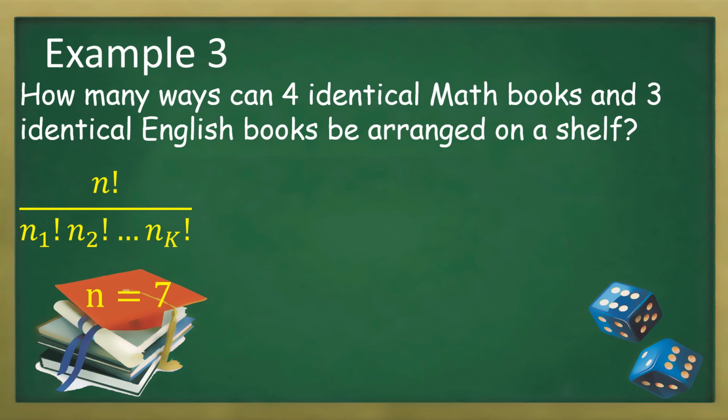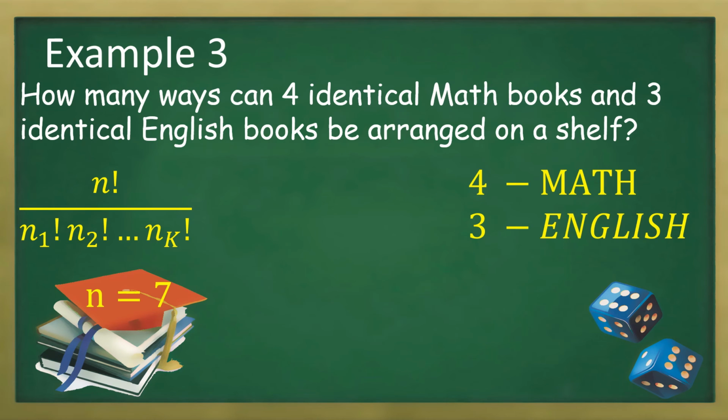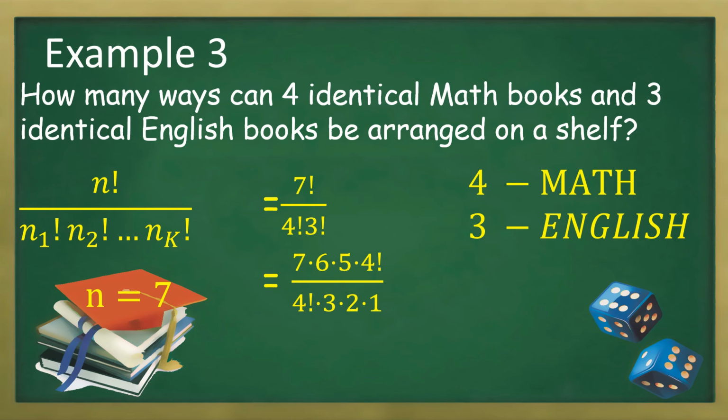Then after that, we're going to list down the identical objects. So we have 4 identical math books and 3 identical English books. And replacing the variables in our formula, we will have 7 factorial over 4 factorial, 3 factorial. Replacing n with 7, n sub 1 with 4, and n sub 2 with 3. Then to solve this, we're going to expand 7 factorial up to 4 factorial and expand 3 factorial up to 1. So cancel 4 factorial and 4 factorial.